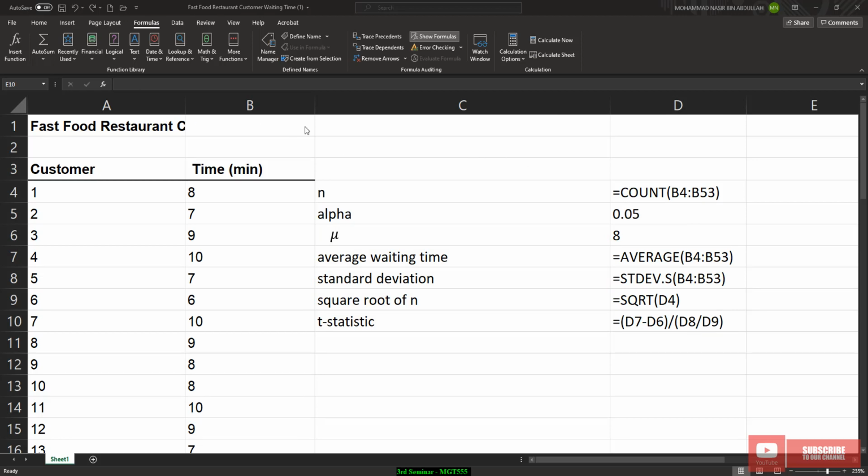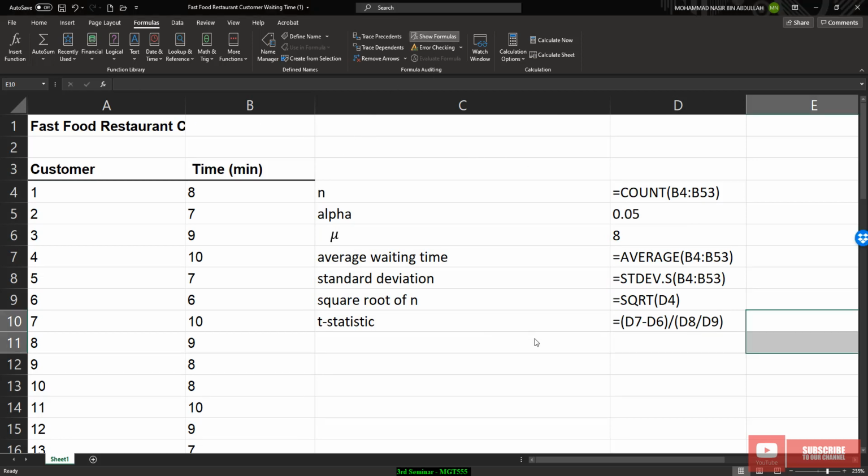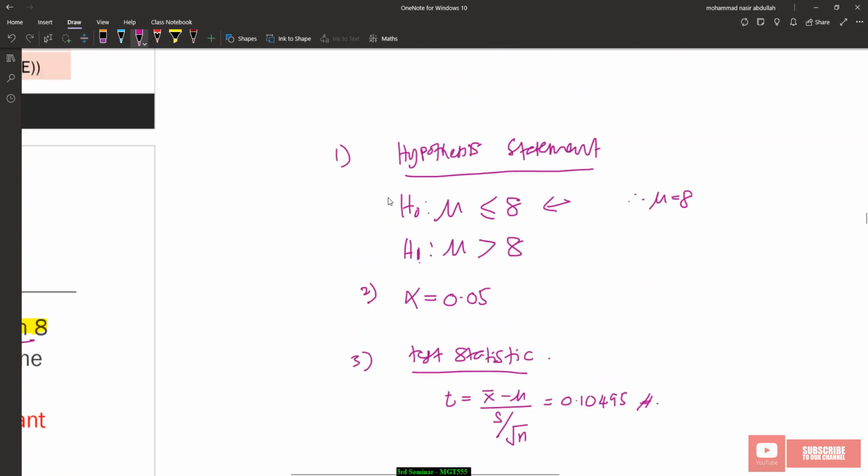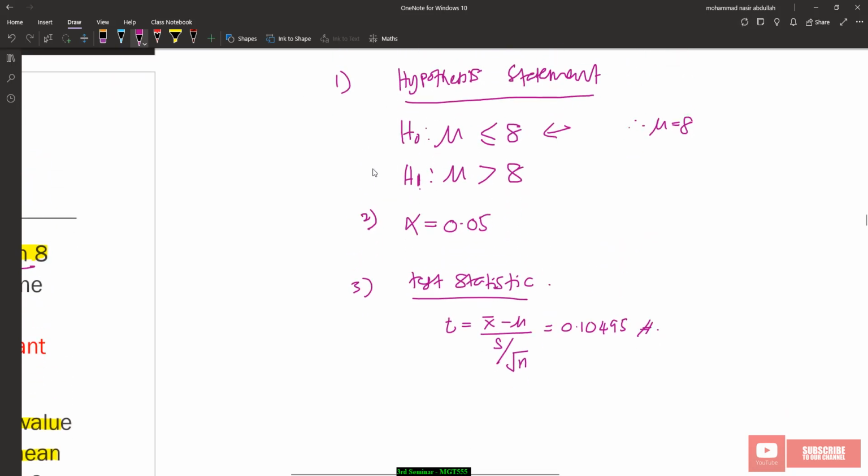Okay, good. So I think this is very simple, kan? Now, kita pergi ke hypothesis test statement kita ni. We already have the statement, null hypothesis and alternate hypothesis. Alpha is equal to 0.05 and step number 3 is test statistics. We already got the test statistics.